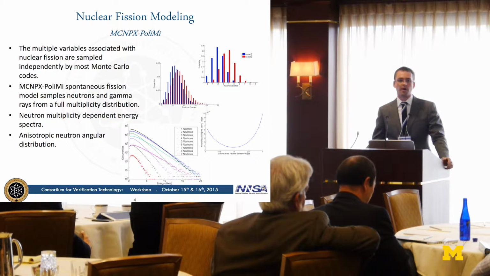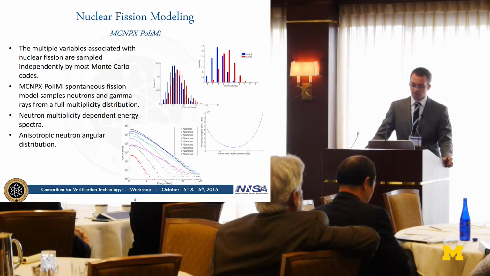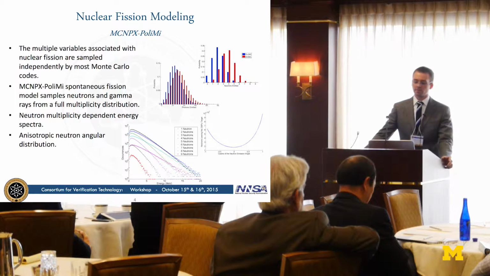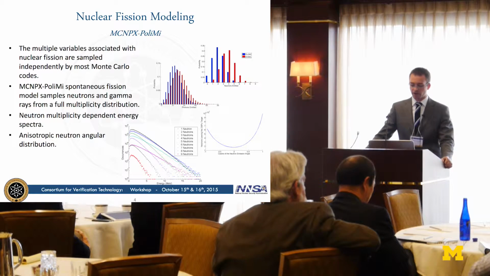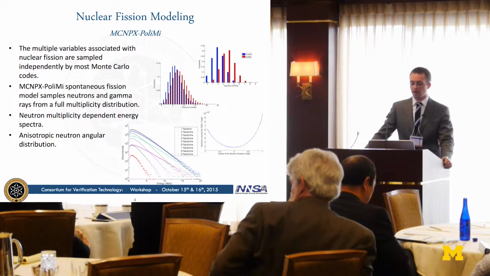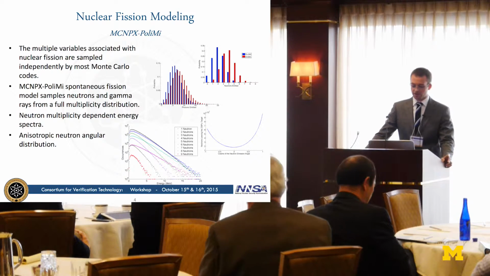In trying to model these fissions, up to this point, most popular Monte Carlo codes look at average quantities. MCNPX has neutron multiplicity sampling, followed by neutron energy sampling from a single Watt distribution. And the neutrons are isotropic from that model. MCNPX Polimi is slightly more complex. It again samples neutron multiplicity from a full distribution. However, that multiplicity determines the energy spectra from which the neutron energy is sampled. And in the Polimi model, neutrons are emitted anisotropically.